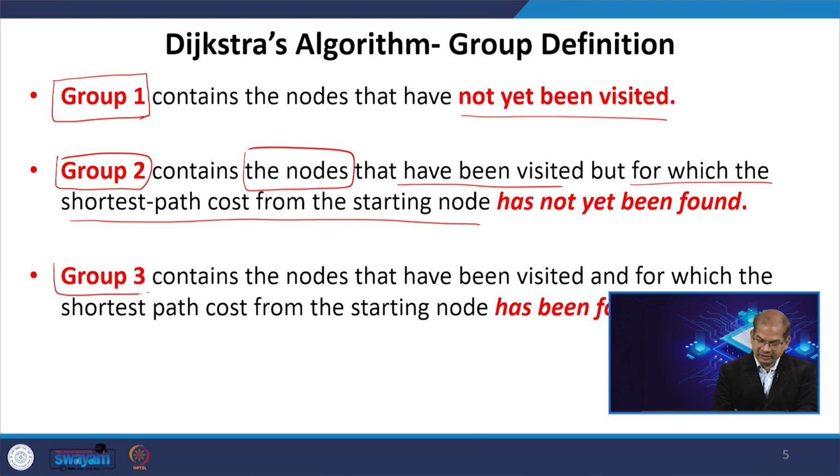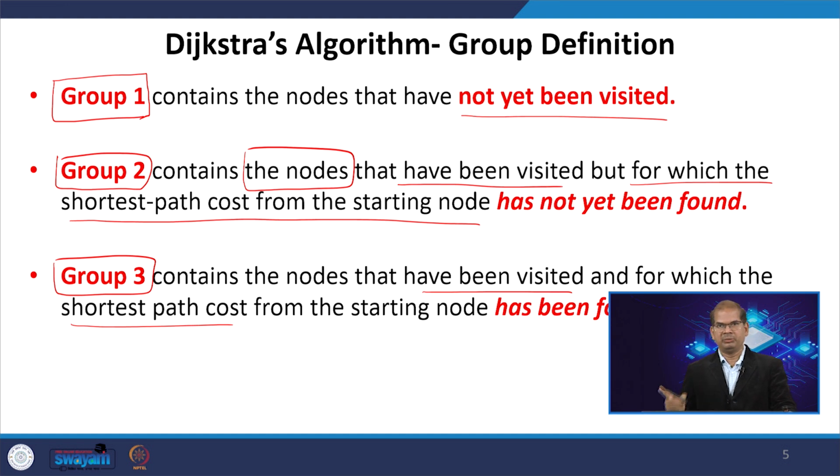Now, we have group 3. What does group 3 contain? It contains the nodes which have been visited, and for which the shortest path cost from the source node or the start node has been found. So, in group 1 the nodes have not been visited, in group 2 they have been visited but the shortest path has not been found. In group 3, we have visited that node and we also found the shortest path for that node.